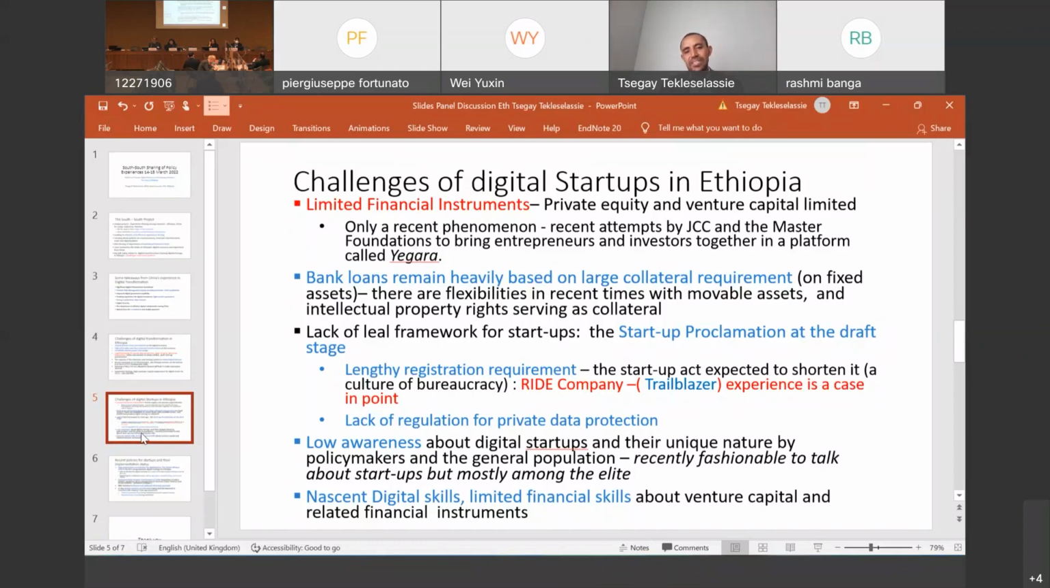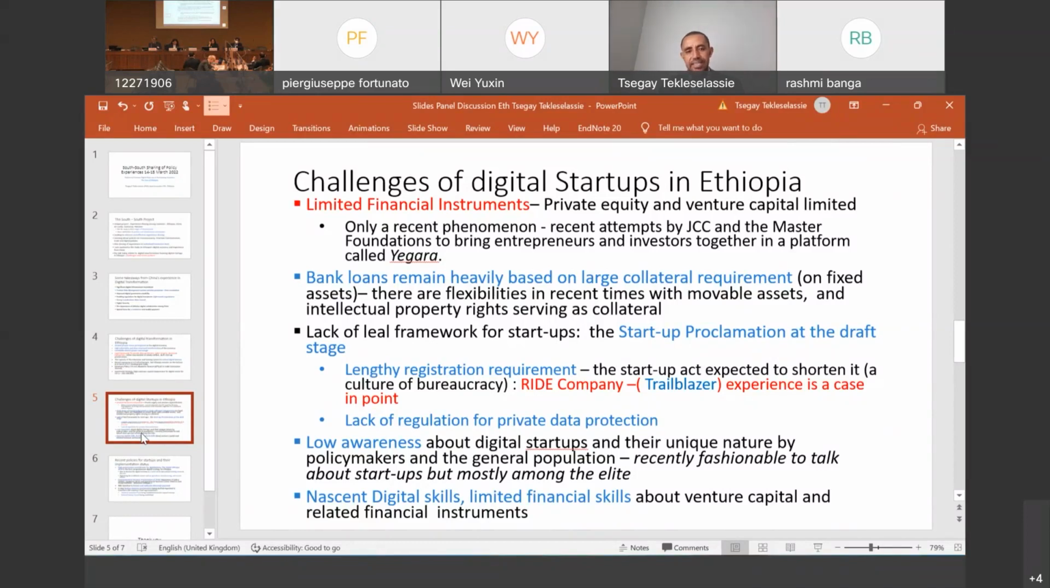But we have this successful transport company in Ethiopia. It's a taxi hailing company, right? You might have heard of it. It's very successful, but it had to go through a lot of challenges to get where it is now. I can't call it a unicorn, but it's a kind of trailblazer in Ethiopia.